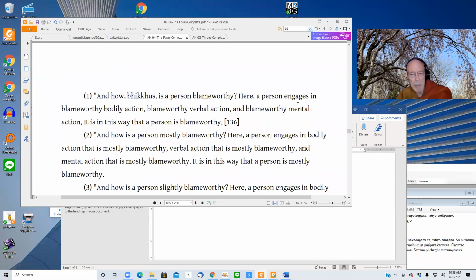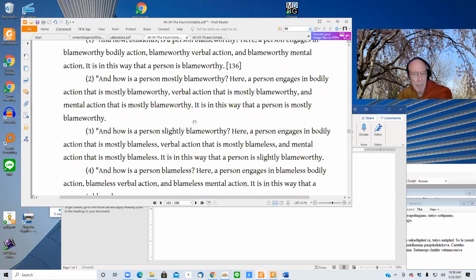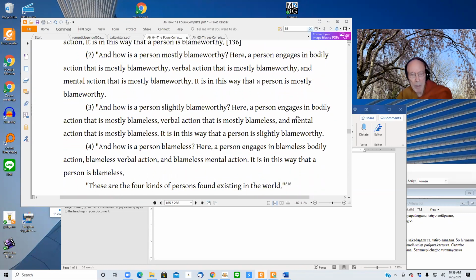So how is a person blameworthy? The person engages in blameworthy bodily action, verbal action, and mental action. That's the person who's entirely blameworthy. The one who's mostly blameworthy, most of their action of body, speech, and mind is blameworthy, but occasionally they will do some good and praiseworthy deeds, but most of the actions are bad. The person slightly blameworthy, most of their action of body, speech, and mind is blameless, but occasionally they'll do some things that are blameworthy.